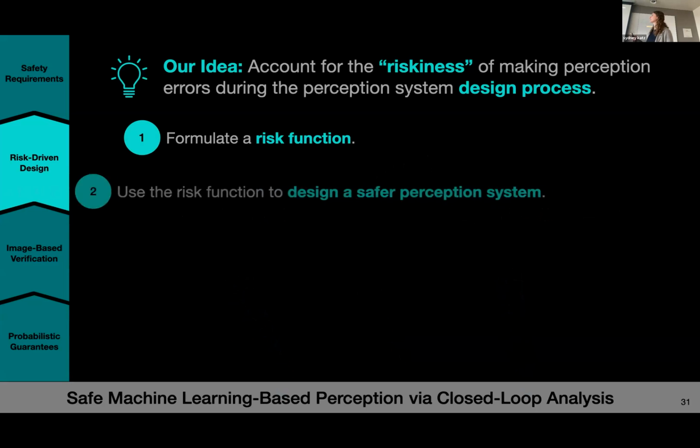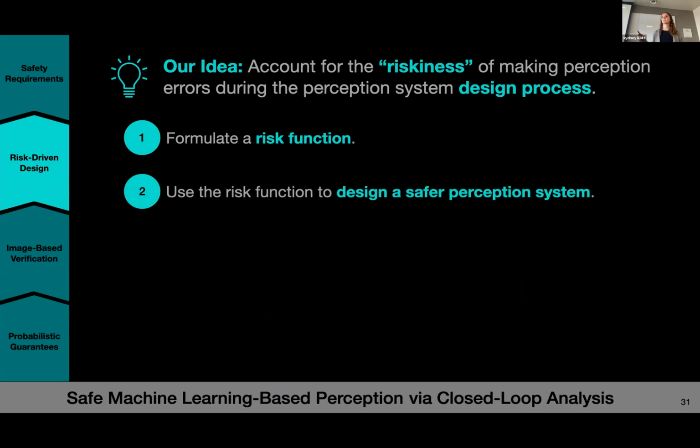Once we've formulated this risk function, we can then use it during the design process to try to train a safer perception system. And we came up with two ways to do this. One for incorporating it into the training process, and one for incorporating it into the data generation process.